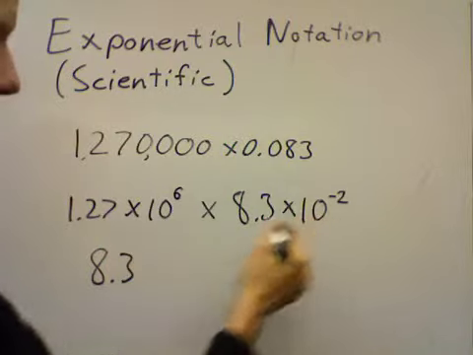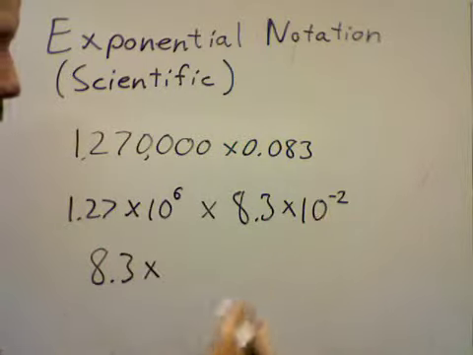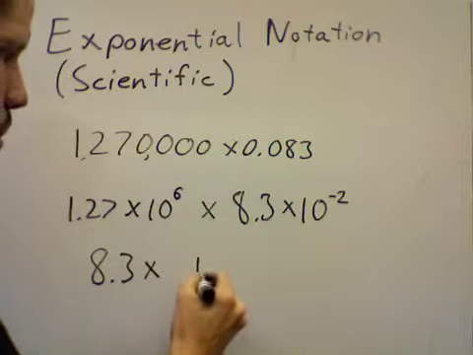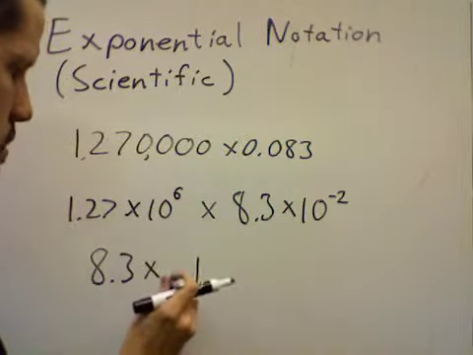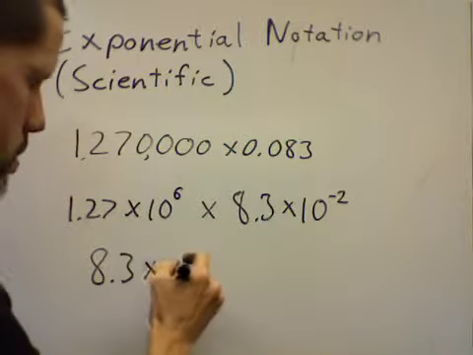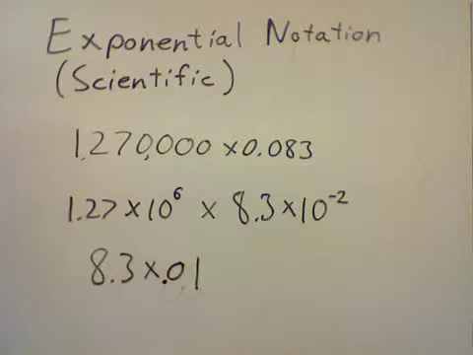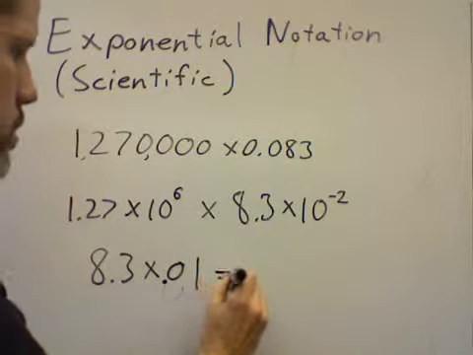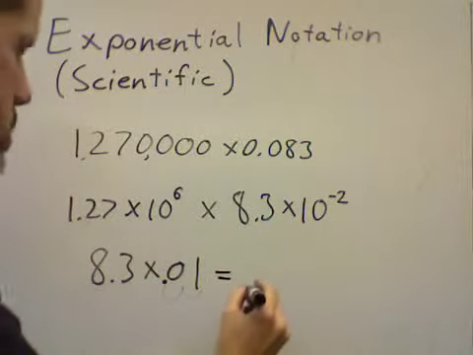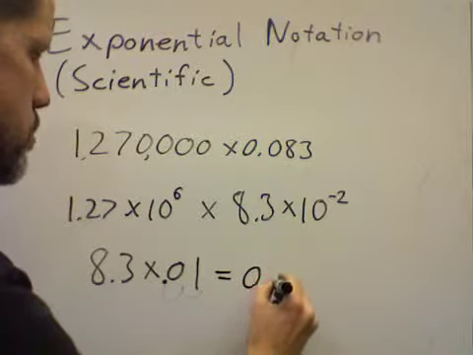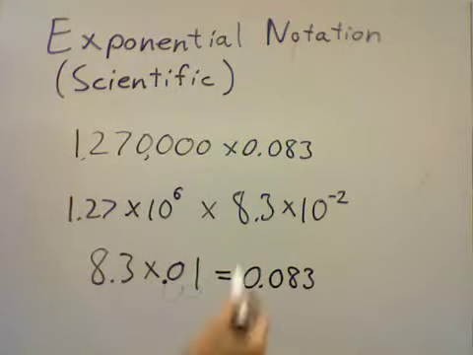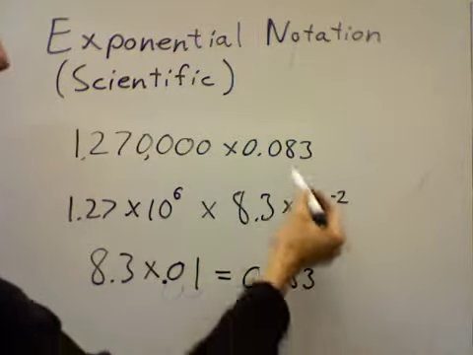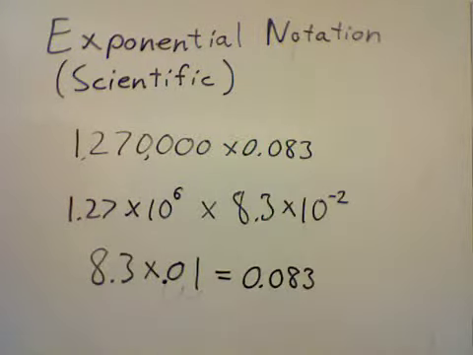I can check and make sure that this number is indeed the same as that. 8.3 times 10 to the minus 2. 10 to the minus 2, I said before, is 1, and I move the decimal point 2 places over. So there's my decimal point. 8.3 times 0.01, you can verify for yourself that that's the same thing as 0.083. So we've checked that this number here means the same thing as that number there.